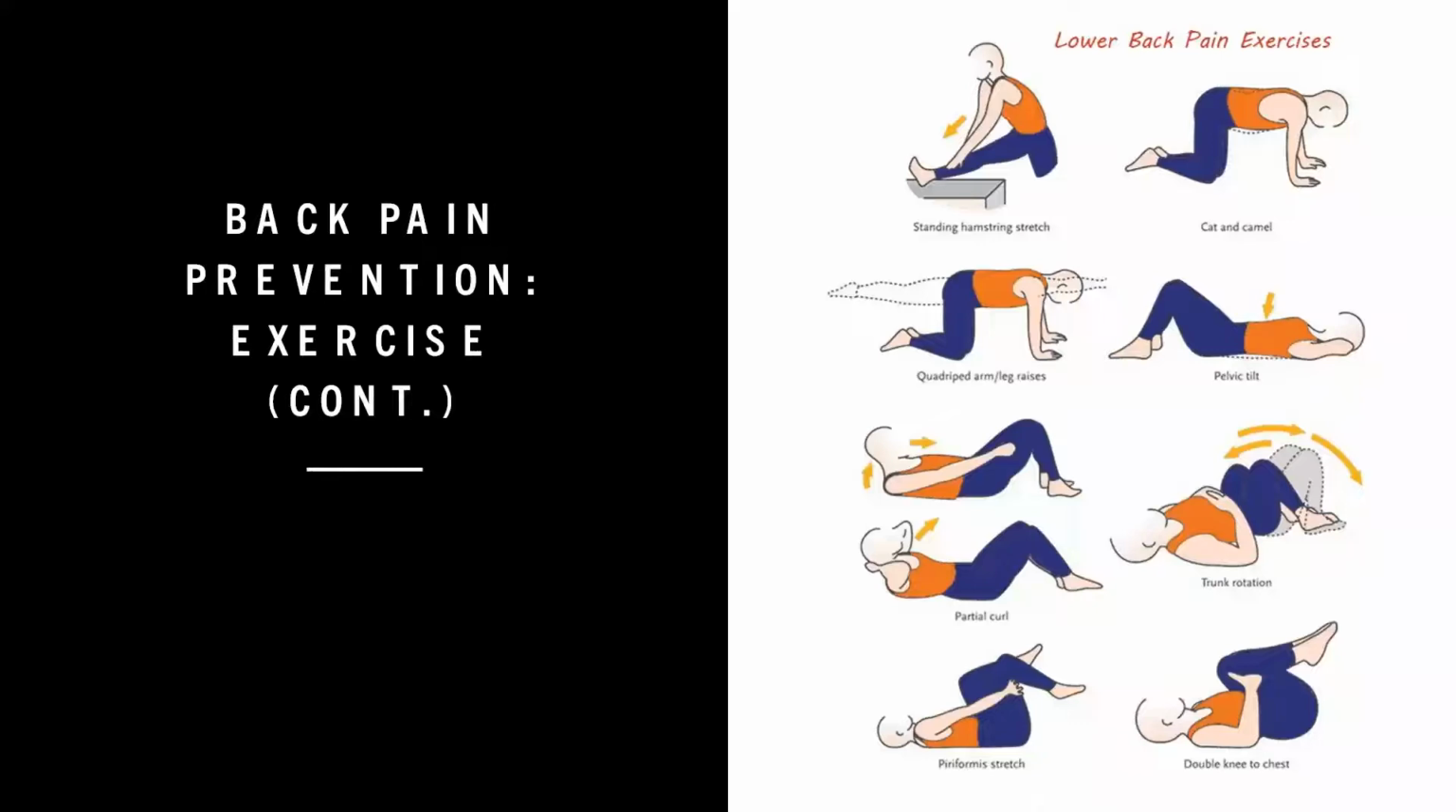Piriformis stretch is when you make an L shape using your leg across onto the other leg, and then you pull it towards your chest. And then double knee to chest, where you bend both legs and then pull them towards your chest. All the stretches are best held for 15 seconds, 4 times lah. If it's a repetitive movement, then you do it 10 times slowly lah.